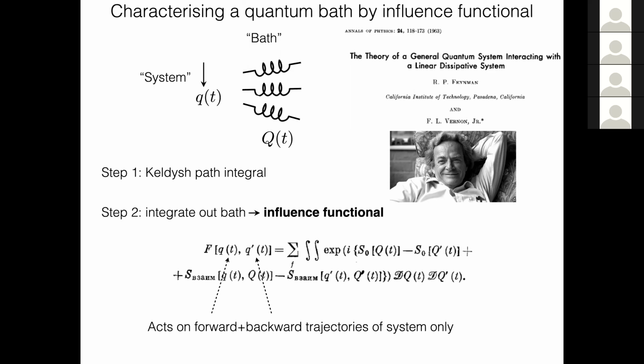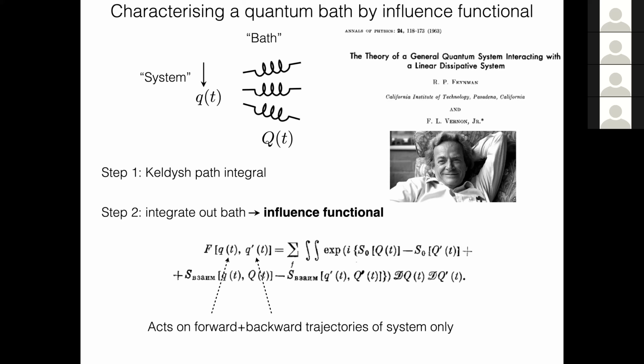And so you would have two copies of your evolution for forward and backward contour. And then, at least formally, you can integrate out the bath degrees of freedom. And what you would end up with would be a path integral just for your system, which would include the action of the system. But it would also have an additional piece which describes the influence of the bath. And that's the influence functional.